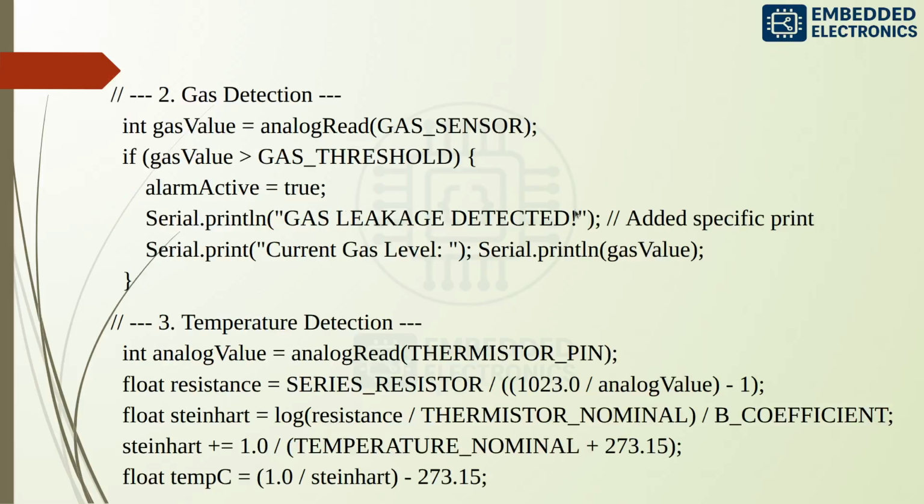And next is the gas detection. The code monitors air quality and heat to prevent accidents. It reads the analog value from the gas sensor. So if the value exceeds the gas threshold, it triggers the buzzer to warn of a leak or smoke. Then it prints gas leakage is detected, along with the gas level value.